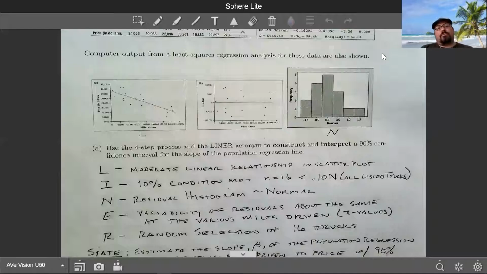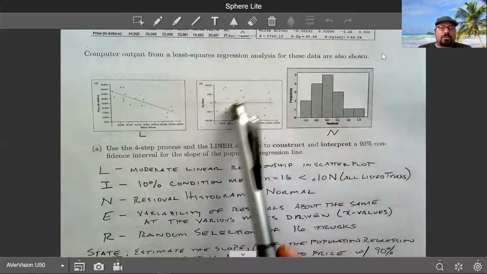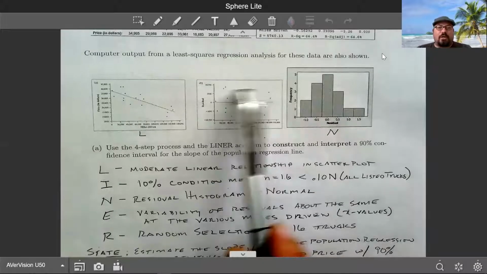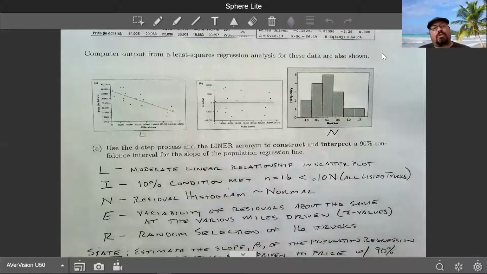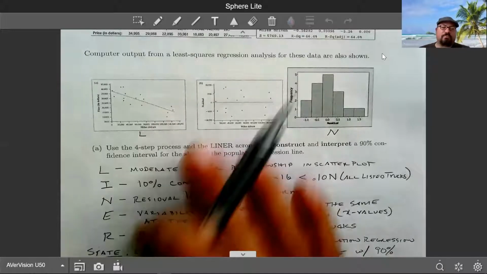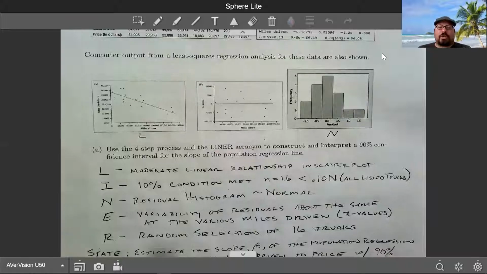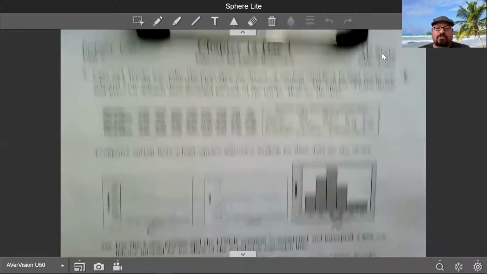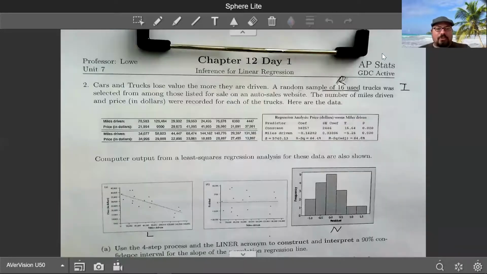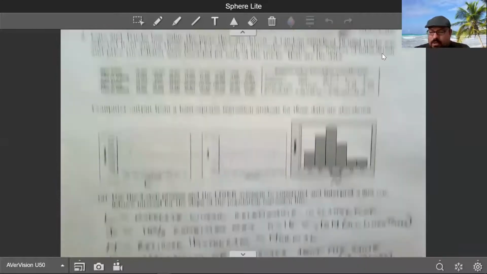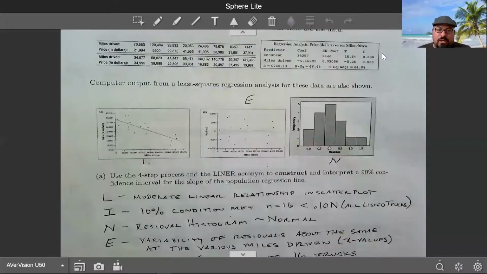E for equal variability. The variability of the residuals is about the same regardless of the miles driven, or the X values. All of these are about the same in terms of how far away you are from that zero line at the different miles driven. They're about similar distances away in general. And then the R for random selection. We did have a random selection of the 16 trucks. It's up here, this is our R. So we have LINER, and we can look over here to our E and R.